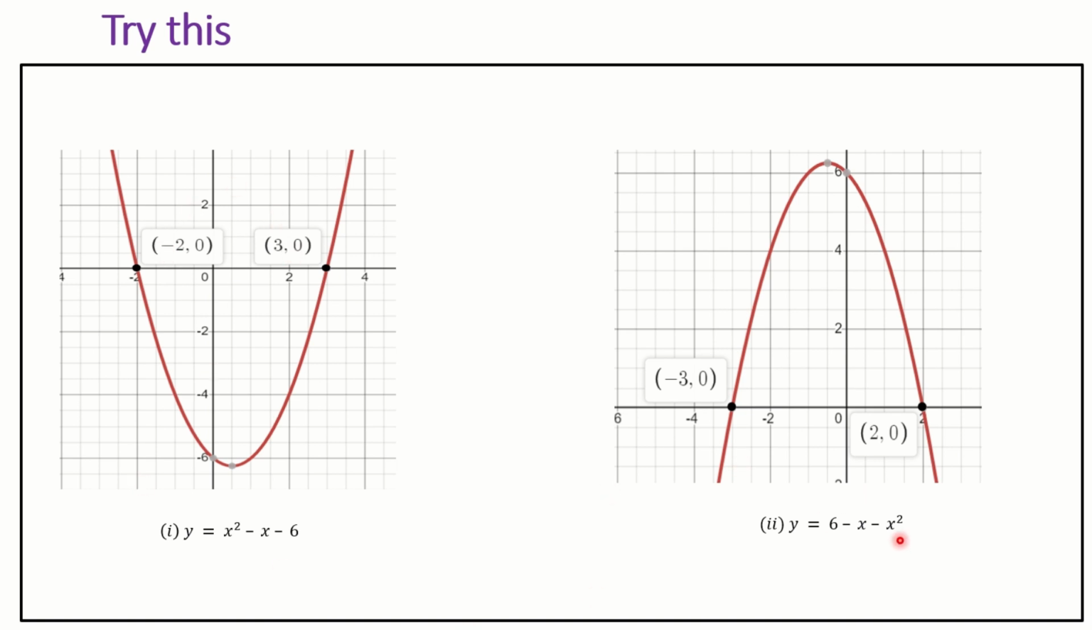And here, a is a negative value, right? Minus 1. So the graph is reversed, basically like a bell, a parabola opening downwards, right? So this is how the graph is. And how do you draw it? Same. You take a few points and then draw it.